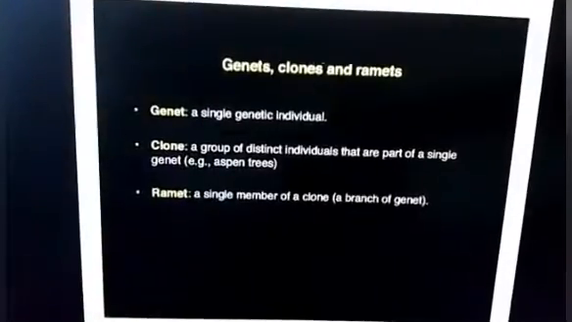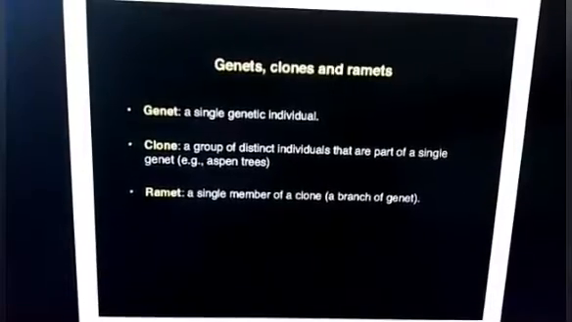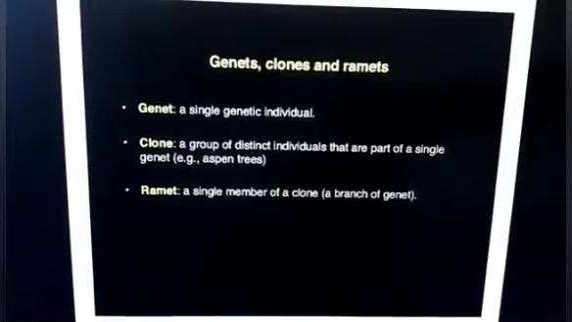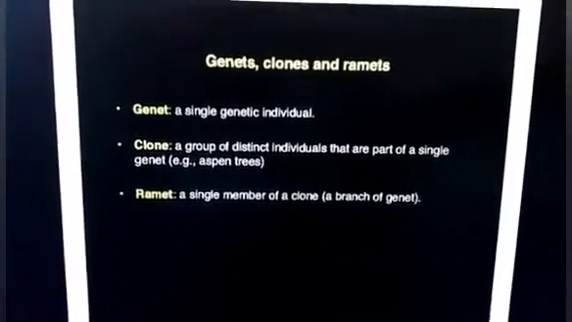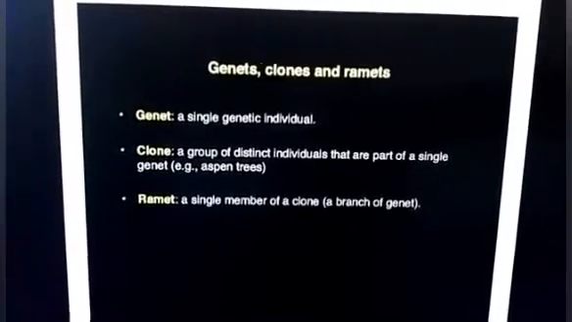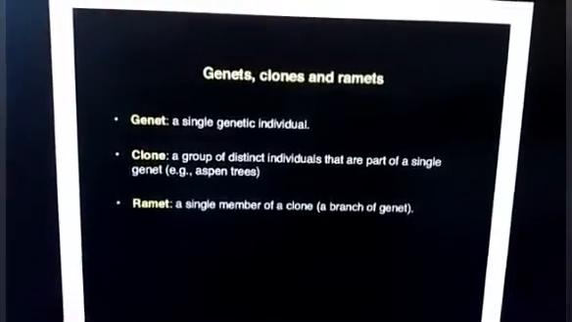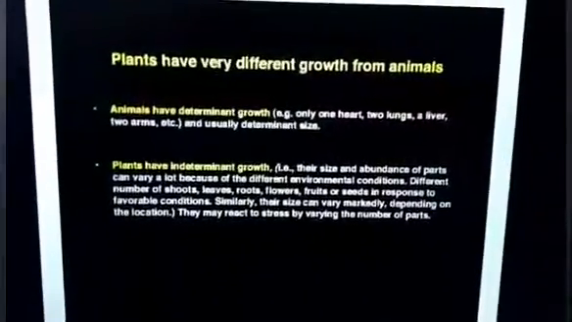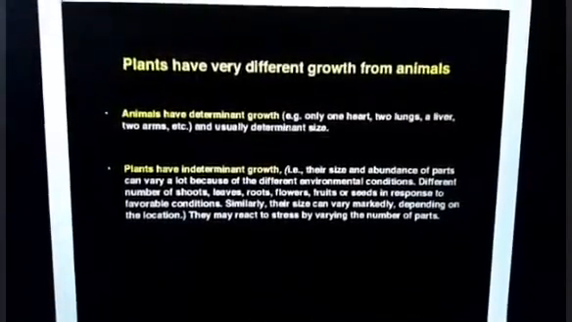And we have different kinds of plants. We've got those which are produced from a single genetic individual, which are known as genets, and then we have a group of distinct individuals that are part of a single genet, known as clones. And then we've got ramets, which is just a single member of a clone. It can be a branch of a genet.